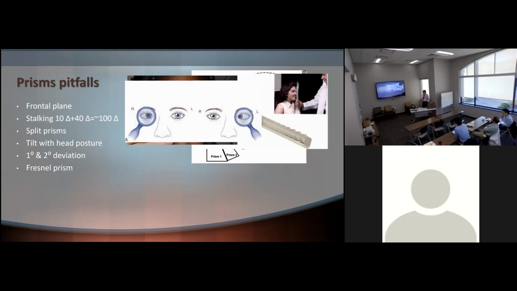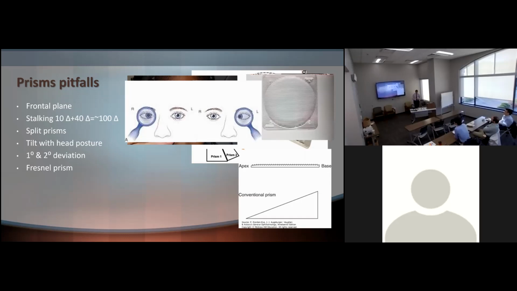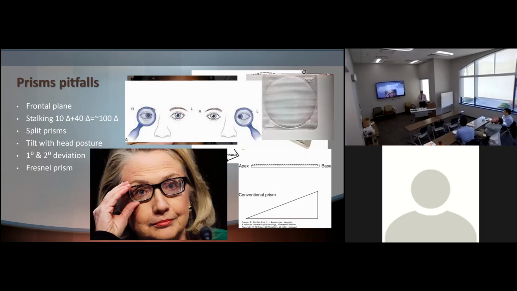Okay, Fresnel prism is a concept of trying to get the similar prismatic power of big prisms into a series of small stacked prisms, and they are very flexible. You can add them to glasses, and they are temporary. You can take them off at any time. One of the famous figures who got Fresnel prisms is Clinton when she had a concussion and sixth nerve paralysis at some point.